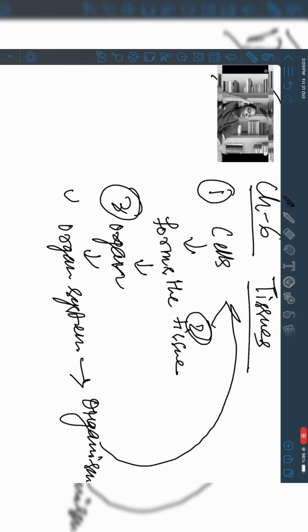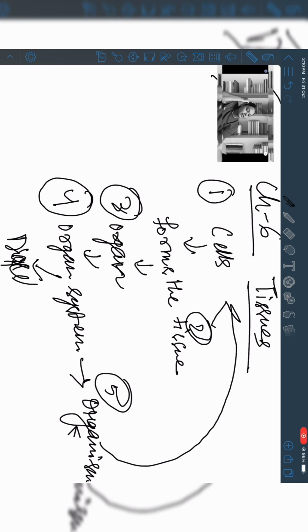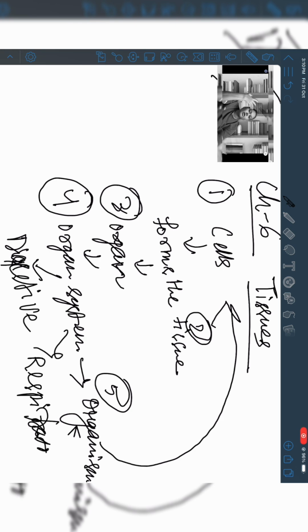So we have different systems, let's say digestive system, respiratory system. All the systems are formed by different organs. Let's say for respiratory system, we have lungs, we have our nose. And all these organs are formed from the tissues, and tissues are ultimately formed from the cells that are the smallest structural and functional unit as we know.